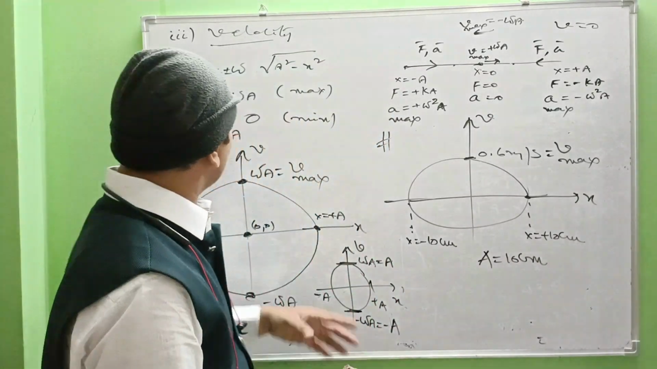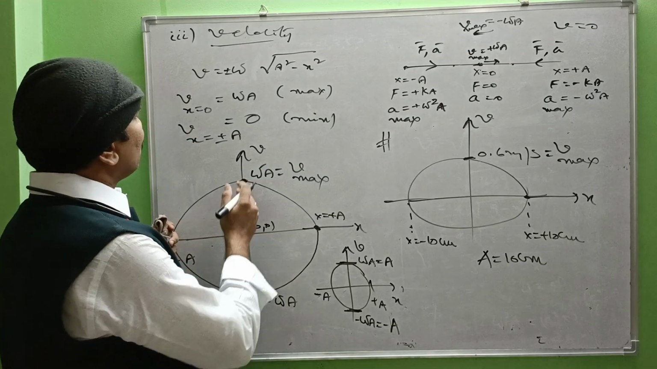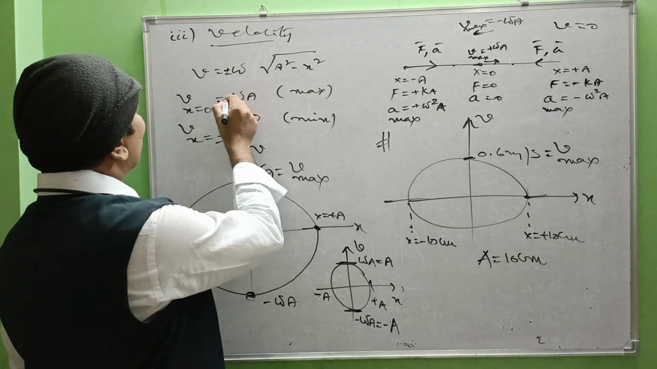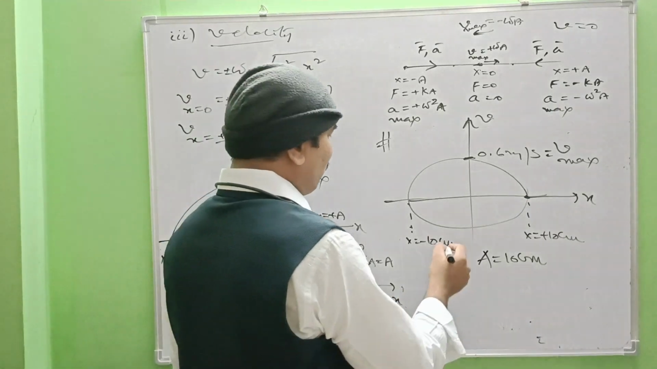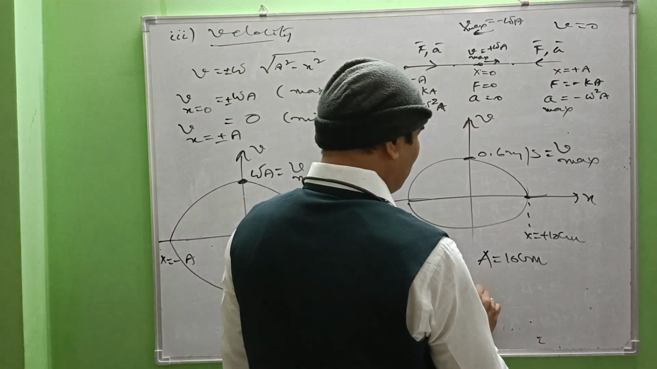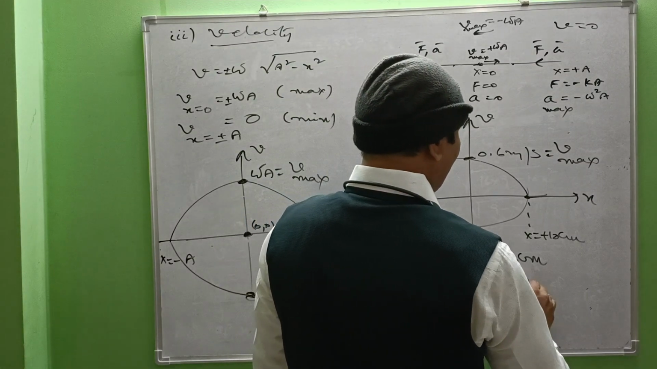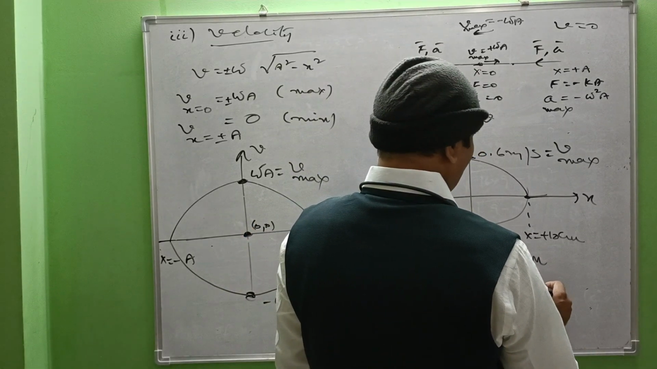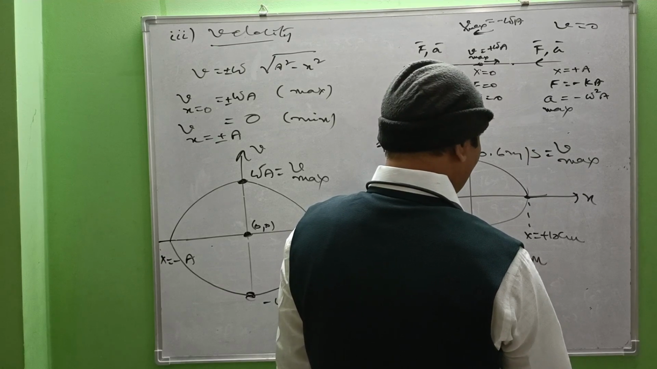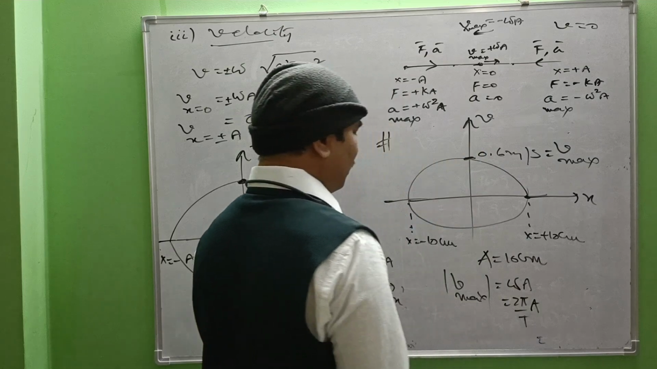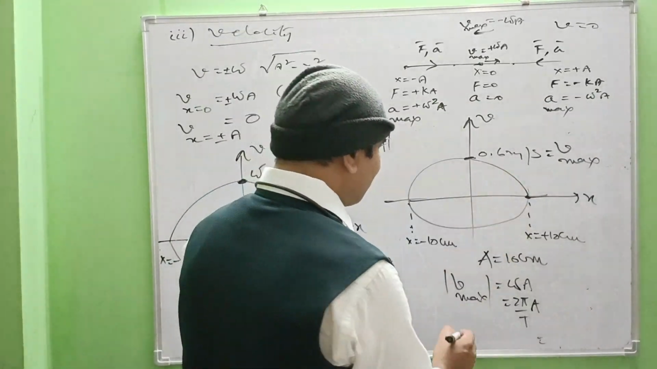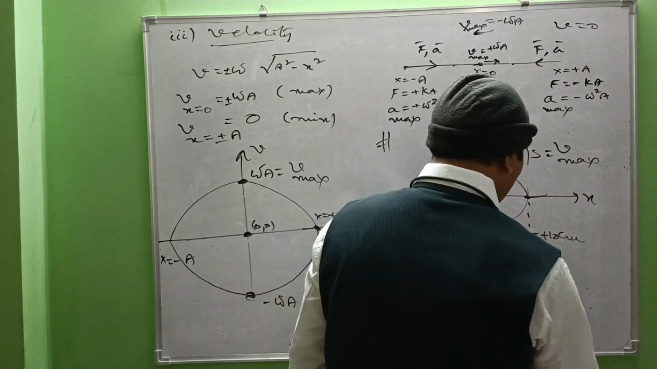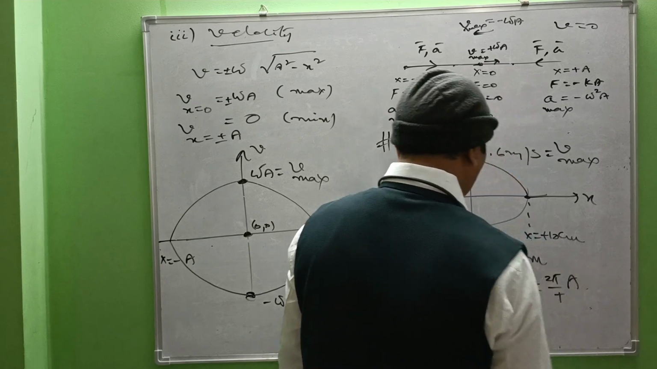Now what is the expression for maximum speed? V max equal to plus or minus omega into A. If I take the modulus, mod V max equal to omega into A. That is, omega means 2 pi by T, into amplitude. Now V max means 0.6. Omega means 2 pi by capital T into amplitude.